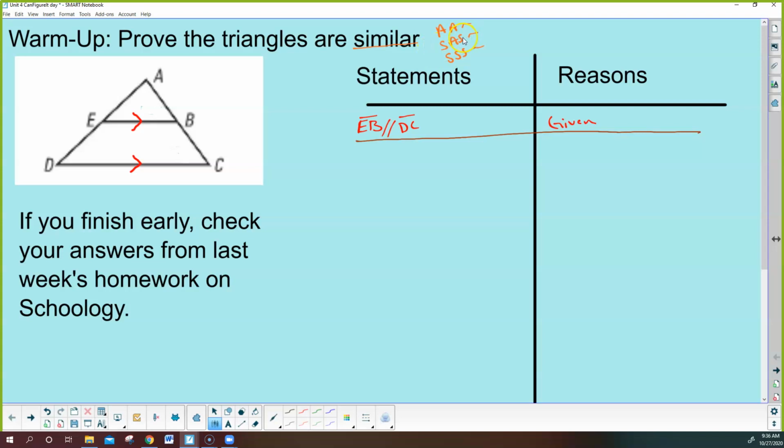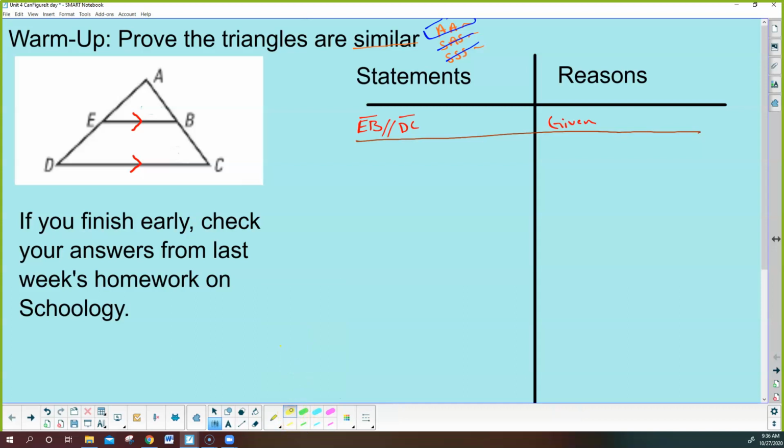To use side, side, side, or side angle side, we have to have actual number lengths for the sides to compare the ratios. And since this proof specifically doesn't have them, that means the only possible way I can prove it is angle, angle. So my goal is to use the given information that EB is parallel to CD to state that I've got two similar triangles.